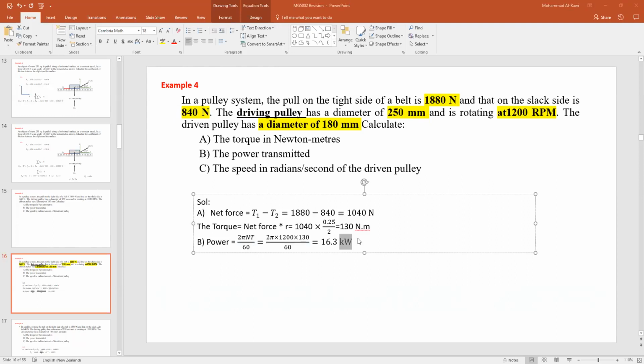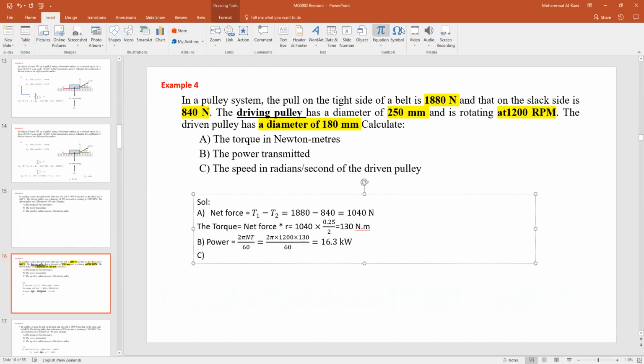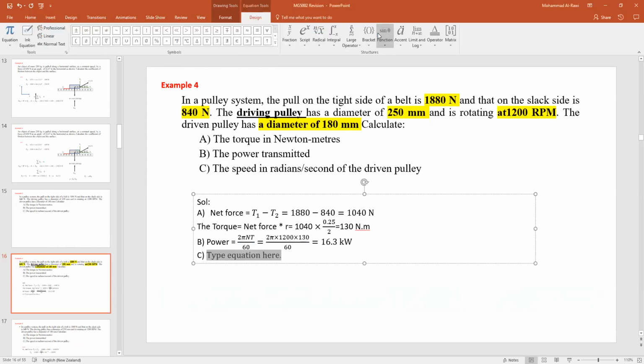Now, since we find the power for that, the third part of this question is the speed in radians per second of the driven pulley. So now we're trying to find the speed, which is omega, in radians per second. How can we determine omega for that? If I just remind you about the equation, omega is equal to what? First of all, how can we find that?